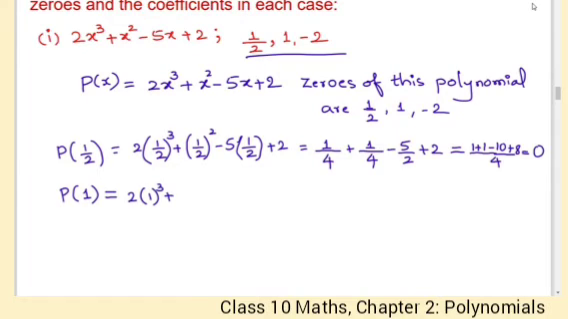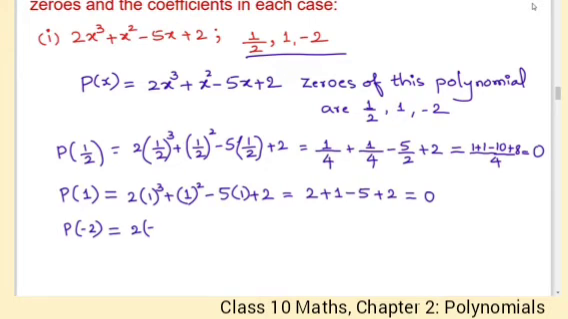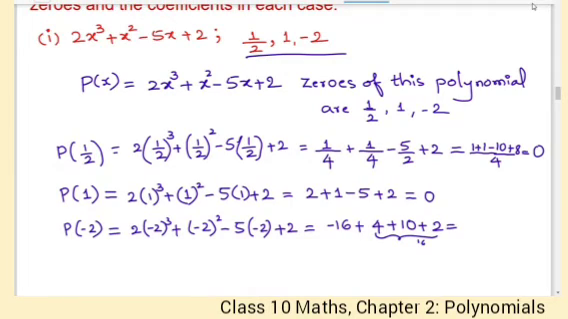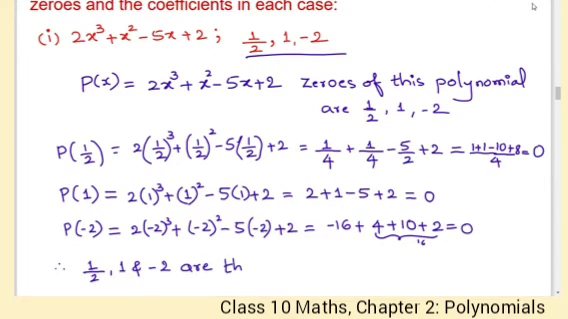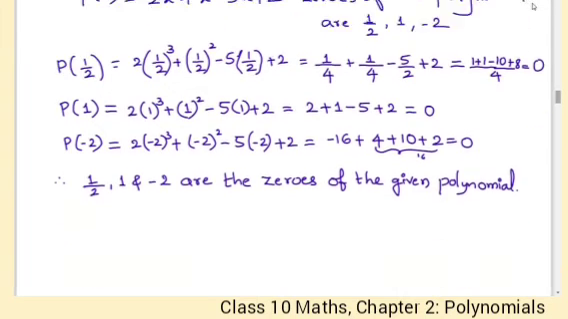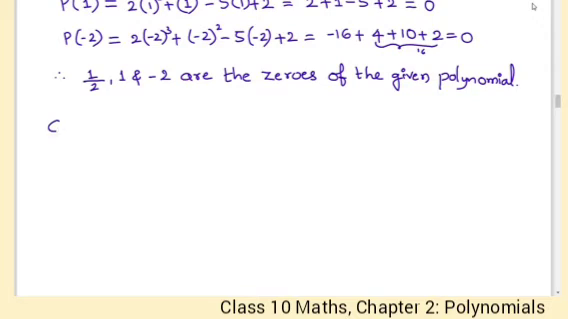And find out it for p of 1. So simplify like this, 2 plus 1 minus 5 plus 2. Again this is also 0. Find out for p of minus 2. This should also become 0. So it is simplified as minus 16 plus 4 plus 10 plus 2. It is also 0 now. Therefore 1 by 2, 1 and minus 2 are the zeros of the polynomial p of x, or you can write zeros of the given polynomial.